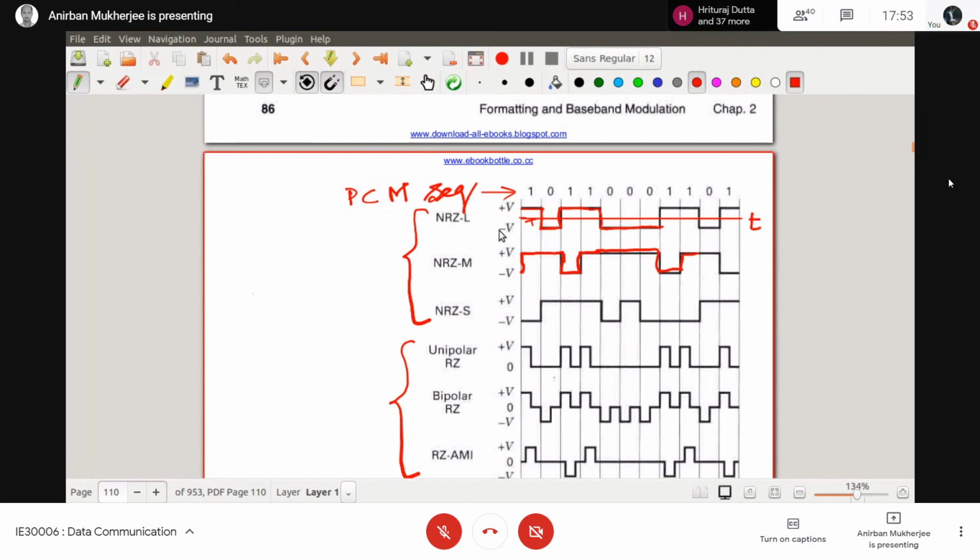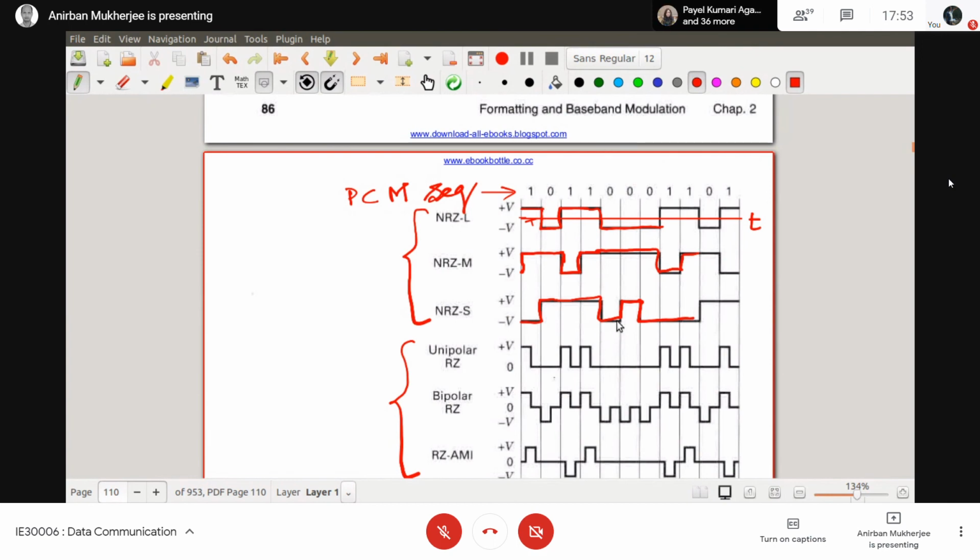Now, what is my NRZ-S? NRZ-S is when there is a 0, then I will do the transition. At 1, I will not do anything. That means, say initially I am at this state. When there is a 0, I will do the transition and stay there. At 1, I will not do anything. Again, 0 means I will do the transition. Similarly, 0 again transition. Then again 0 means I will do the transition. In that way, I will move like this.